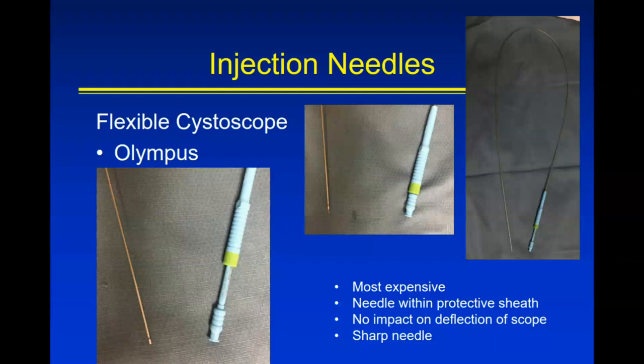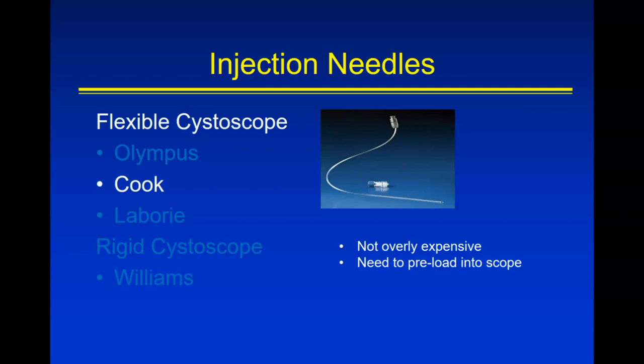The Cook needle, I think, is probably the cheapest of the needles. The challenge of the Cook needle is you have to back load it, because the only way you protect it is there is a protective sheath. So before you put the scope in, you put the needle through with a protective sheath over the needle. You push the needle through to the end of the scope. Now you take the protective sheath in, and you can move your needle back into the working channel, just right to the edge, and you can put the scope in.